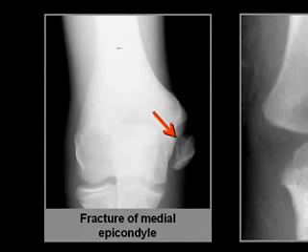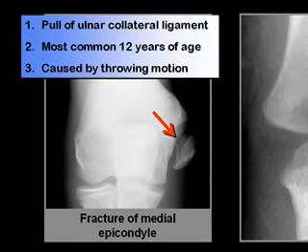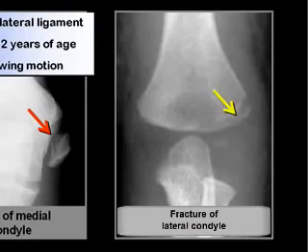This is an example of an avulsion fracture of the medial epicondyle. These tend to occur because of pulls of the ulnar collateral ligament. They're most common around the age of 12, and they're frequently caused by a throwing motion, as in Little League play.